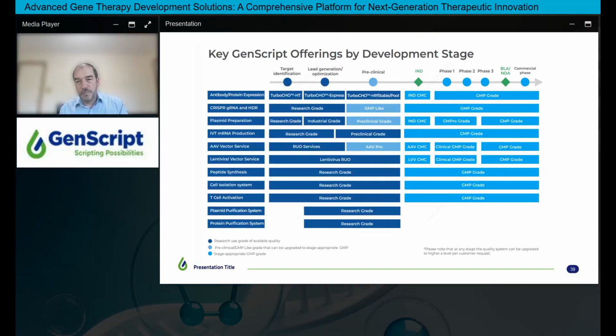We also have some instrumentation that we offer and that supports research use as well as GMP use. For example, our cell isolation system, we have some manual magnets as well as fully automated systems that can be used for research use. And there we also have the automated system as GMP grade to be used in GMP production.